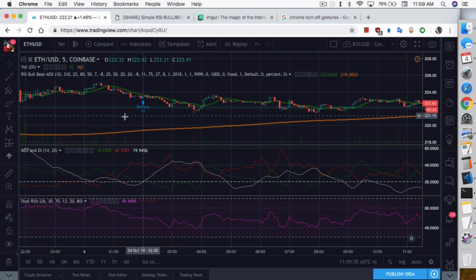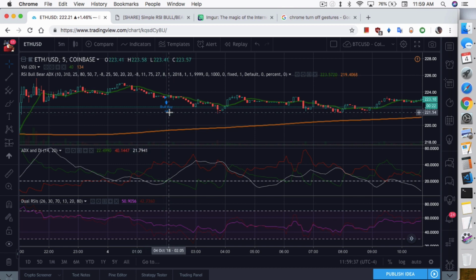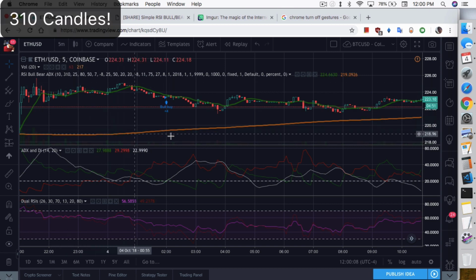As you can see here, it has a bull buy right here. It bought in the bull trend because when the green line is above the orange line, it's considered a bull trend, because the price is higher than the slower moving average, which in this case I have set to 310 days.